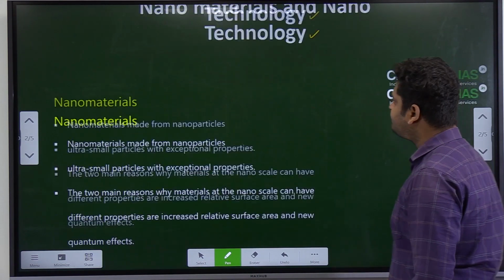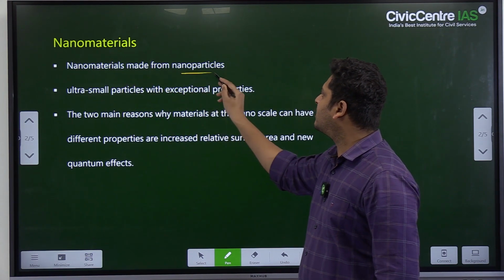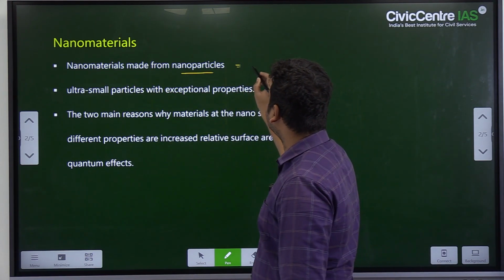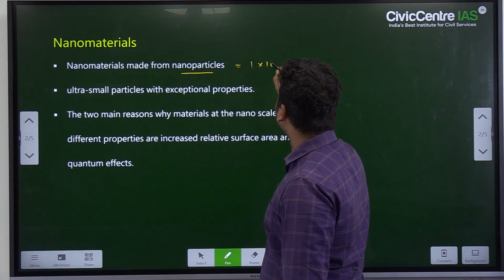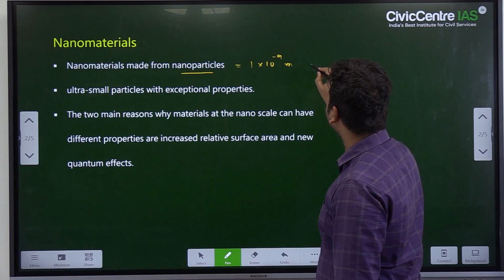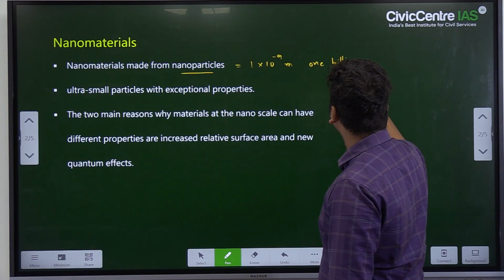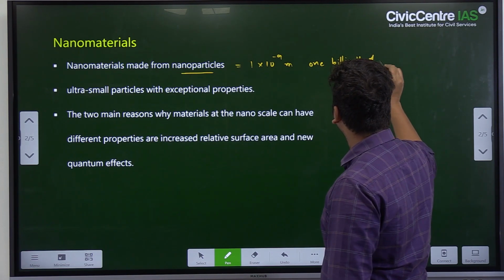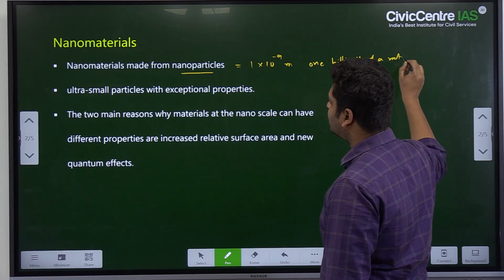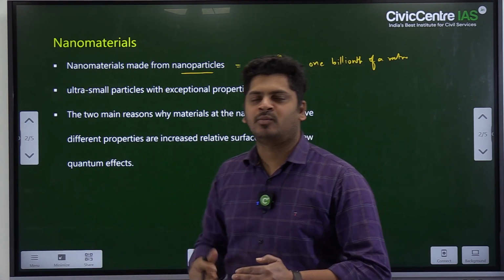Now, moving on, as I told you, nanomaterials are made from nanoparticles, and the nanoparticles are of the size 10 power minus 9 meters, which is 1 billionth of a meter. So these are the small, ultra small particles with exceptional properties.